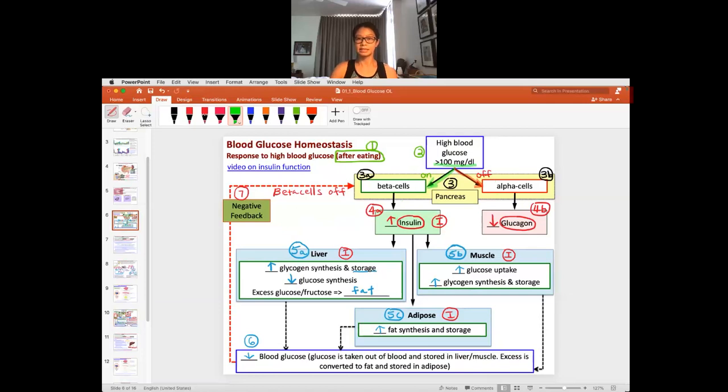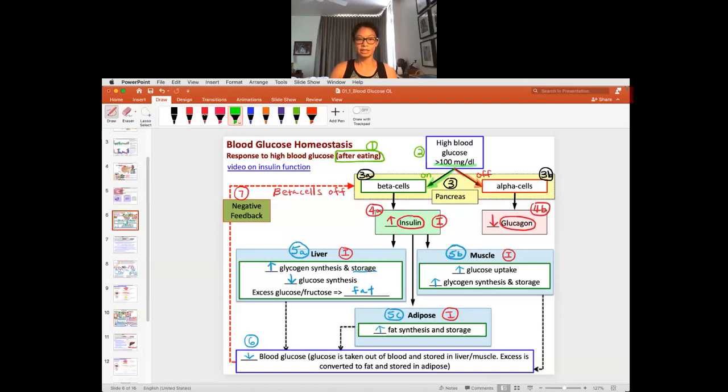Well, insulin has a number of actions, and what insulin does is think about insulation, to put it away, to insulate it, to store. So from the meal, you need to store it. And to store it, there's three different places for you to store that glucose. One is in the liver, one's in the muscle, and one's in fat.